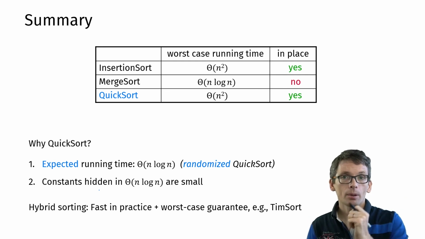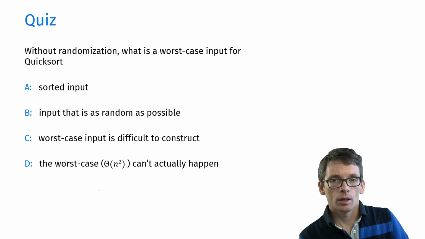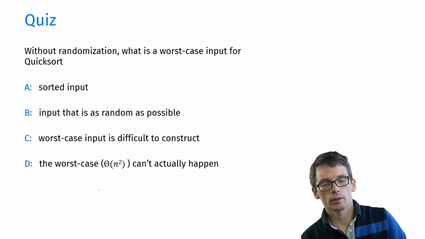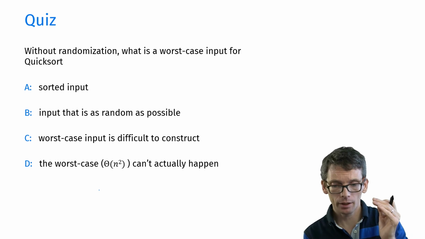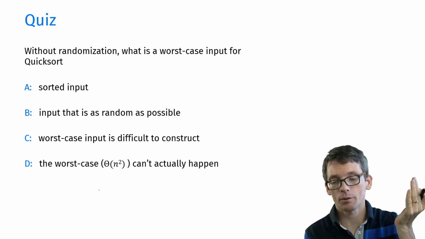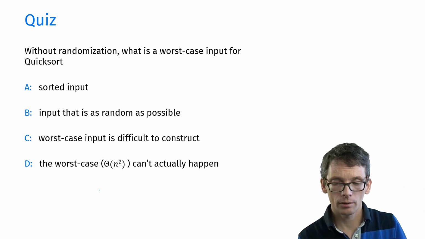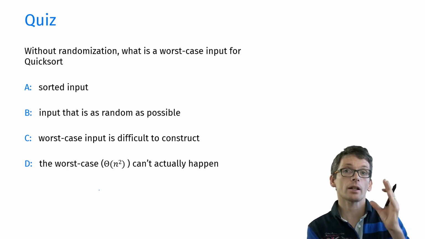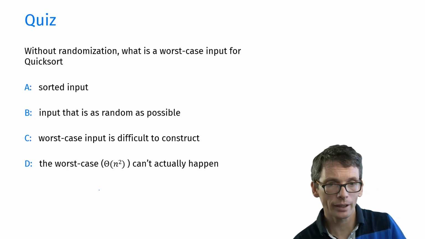To wrap up, one last quiz. If we don't use randomization, what is a worst case input for Quicksort? Is it if the input already is sorted? Is it if it is, okay, we don't have randomization, but as random as possible? Is it actually difficult to construct? Or maybe there is actually no worst case input in the sense that we cannot get quadratic running time.